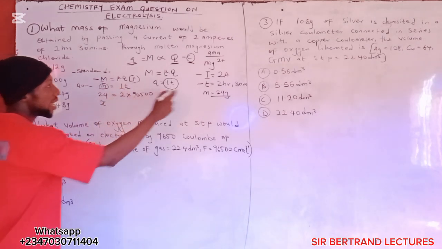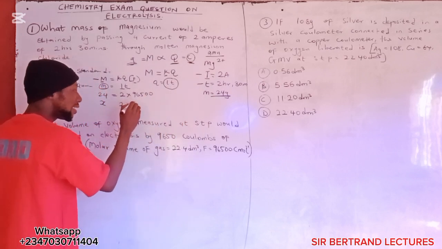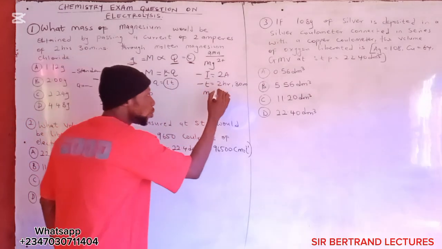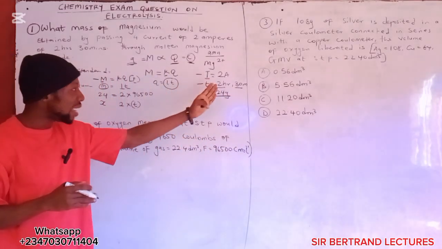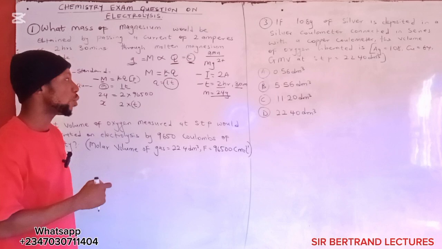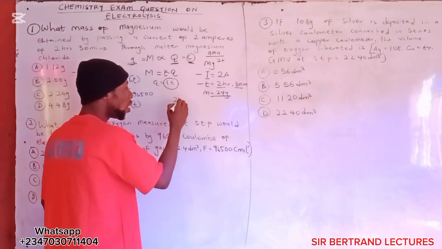What is our I here? I here is 2 amperes. Then multiply by T. We have to convert this whole thing into seconds, because I told you that the time must be in seconds. Now, 2 hours.